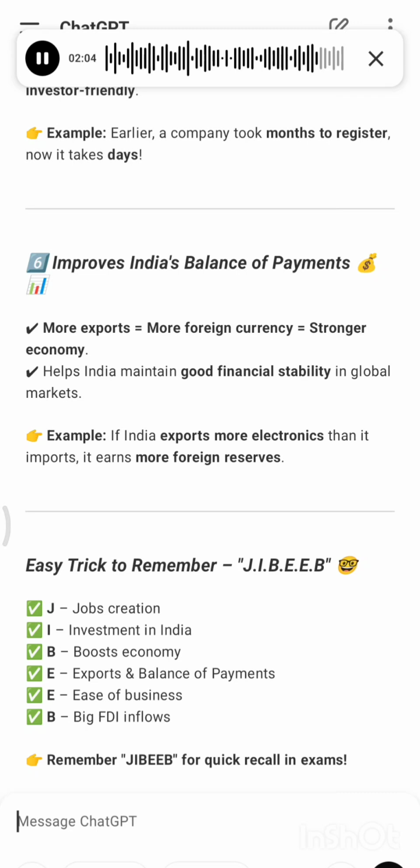Easy trick to remember, JIB EEB. J, jobs creation. I, investment in India. B, boosts economy. E, exports and balance of payments. E, ease of business. B, big FDI inflows. Remember for quick recall in exams.